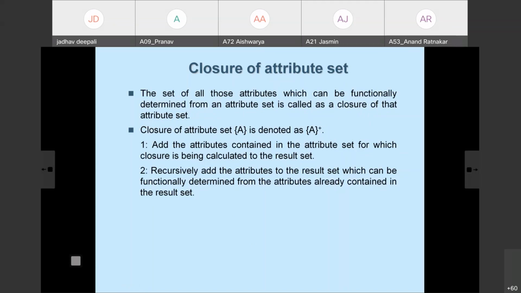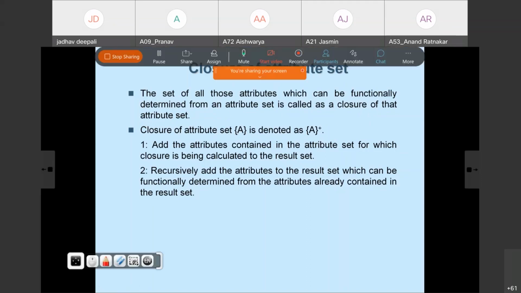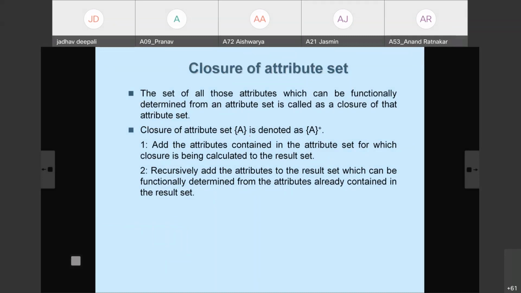So consider the closure of attribute set A. A may be a single attribute or it may be a set of attributes. Single or multiple attributes.